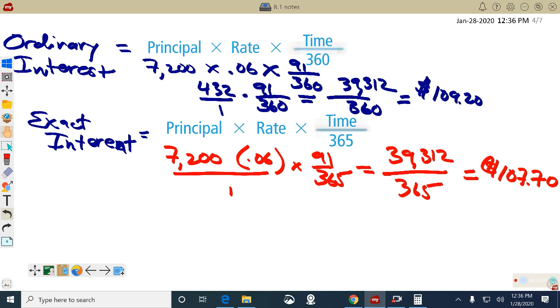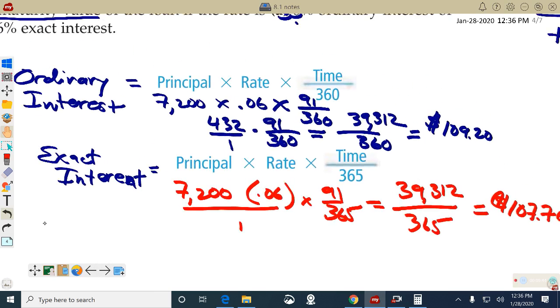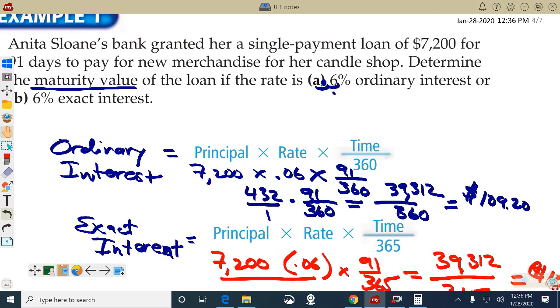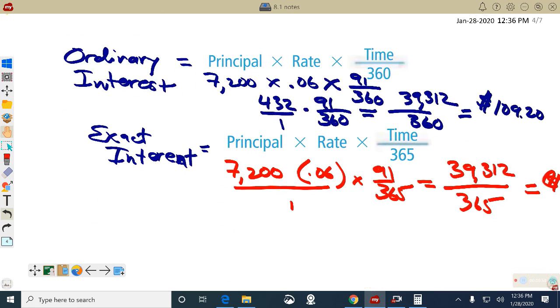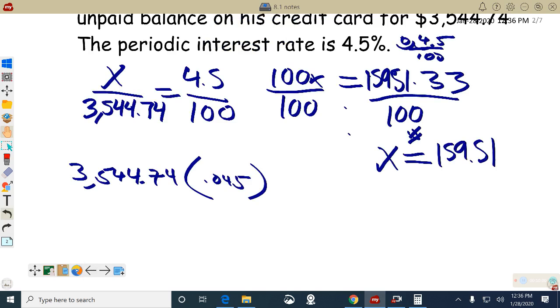Okay, so now, here's what we're going to do. Let's now find, watch this, and we're done with this example. We've got to find the maturity value. We know what the interest is. In other words, we know what the bank will make. Now, how much will Anita have to pay at the end of the loan? That's the maturity value. And that's the third formula that we wrote down yesterday. That looks like this. Here we go. Last step, and we're done.